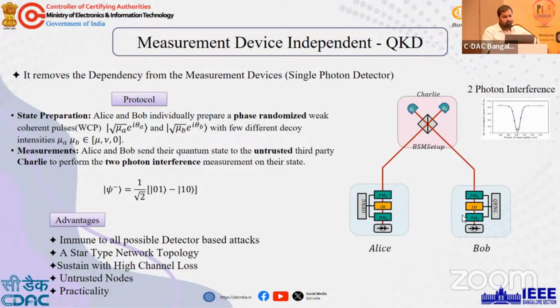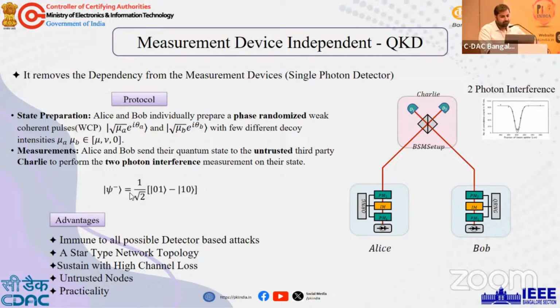Alice and Bob prepare weak coherent states using a weak coin source, and send them with this phase randomization technique. They send the quantum state to a central station known as Charlie, and Charlie performs the Bell state measurement. What is Bell state measurement? It is a two photon based interference measurement. There is a joint projection of these two photons on one of the Bell states.